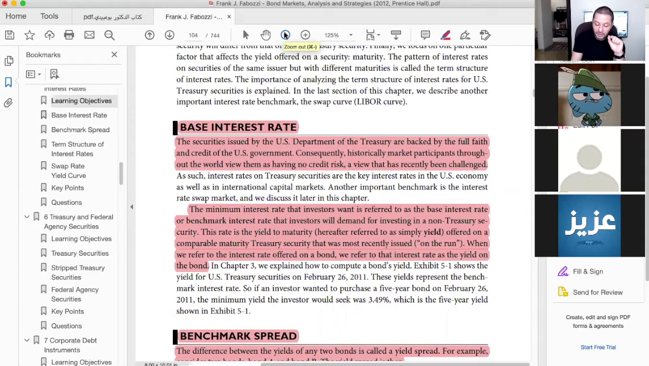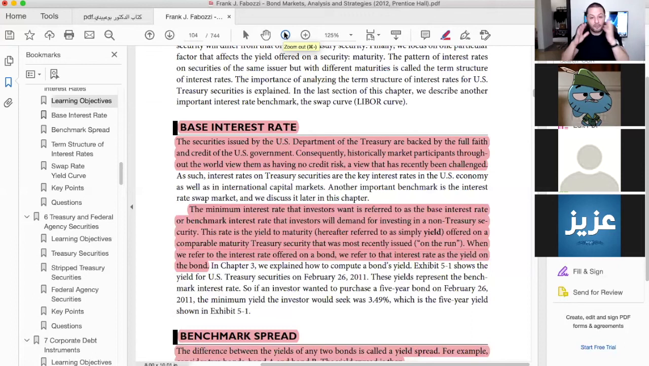So this rate, which is the base interest rate, is the yield to maturity, hereafter referred to as simply yield, offered on a comparable maturity treasury security that was most recently issued, what we also call on the run. So when we say on the run bond, this means that it is the most recent issue of bonds that the market has witnessed, right? Well, that's why we call it on the run. We have off the run and on the run.